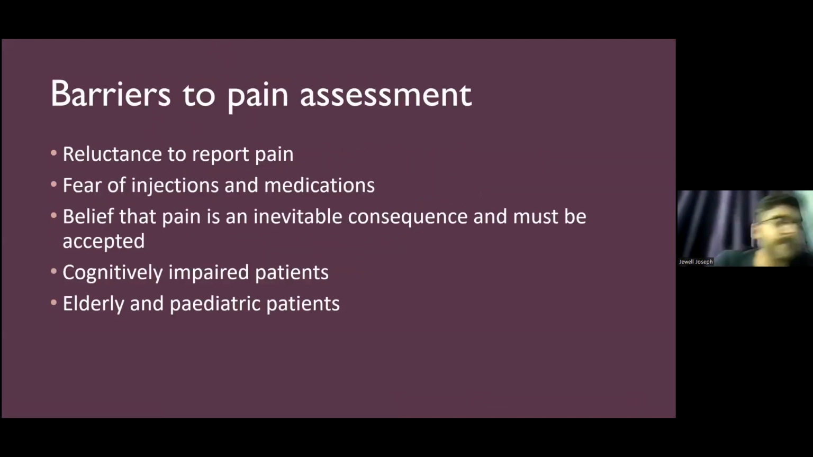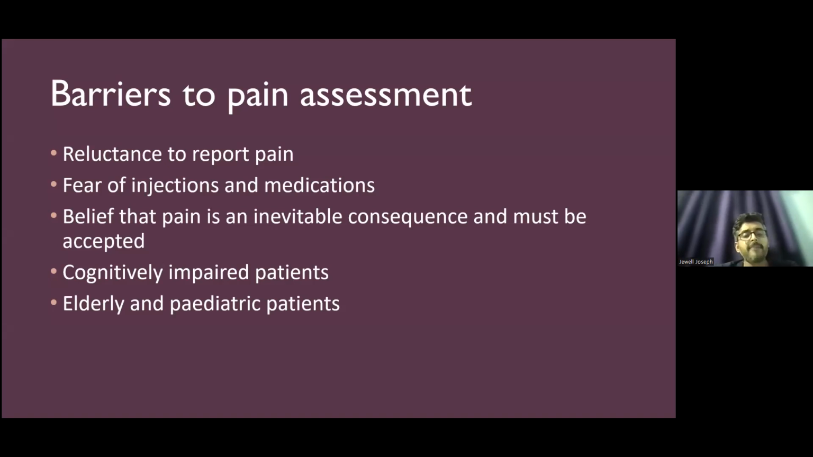So this is regarding the assessment of pain. What are the barriers that we usually face when we assess pain? There can be patient-related barriers and physician-related barriers. Patient-related barriers would be reluctance to report pain. What we usually see is a widespread belief that suffering pain is actually a part of the treatment process. Many patients have the misconception that it is part and parcel of the treatment, so we should just suffer it, suck it up, and not complain about it.